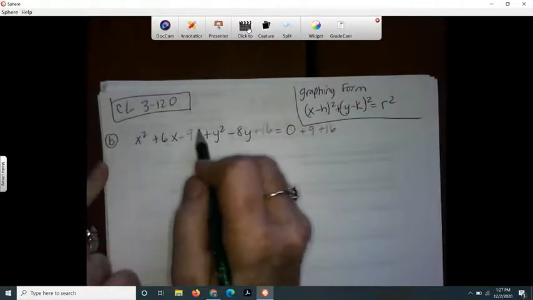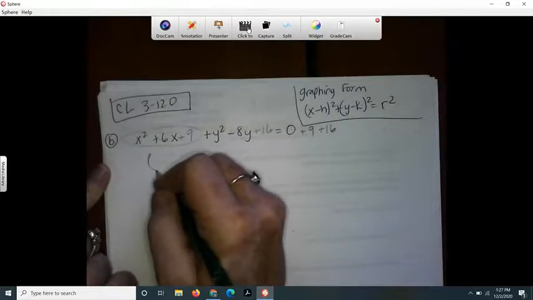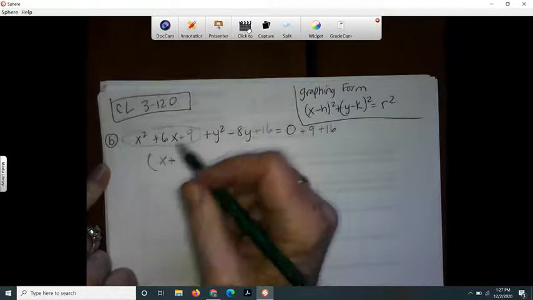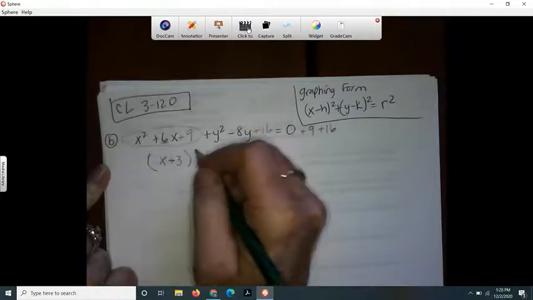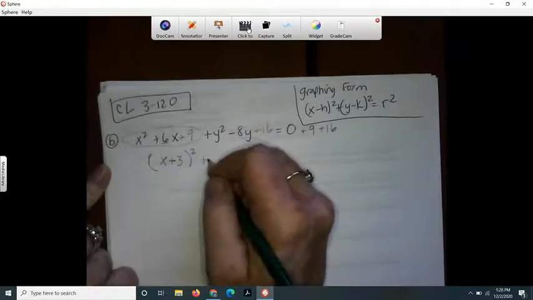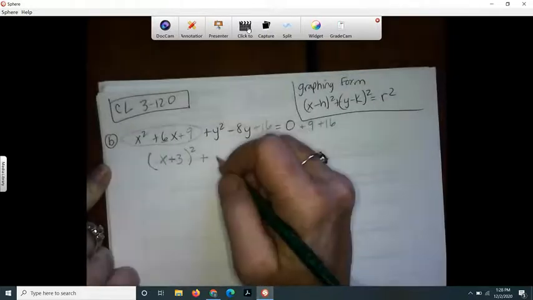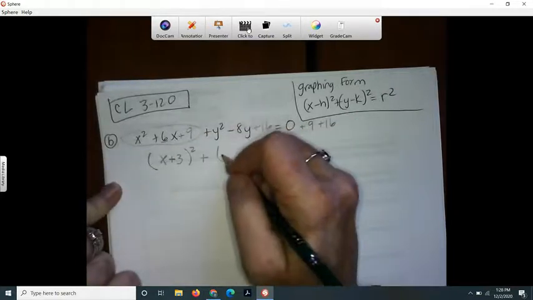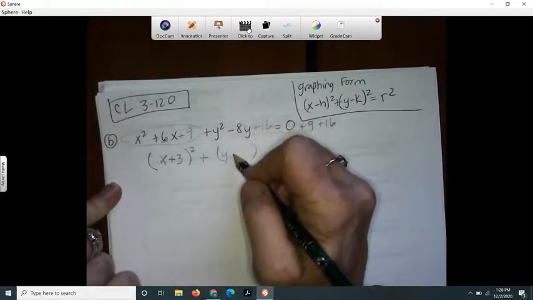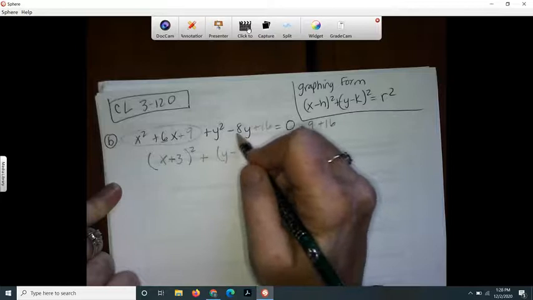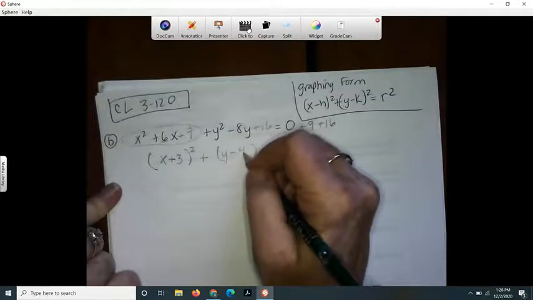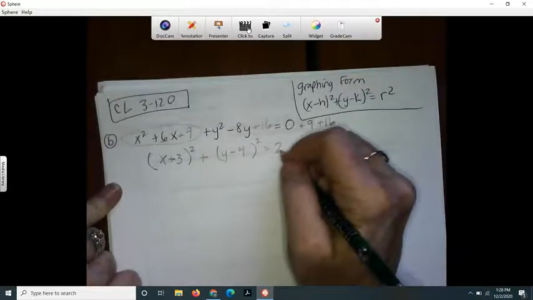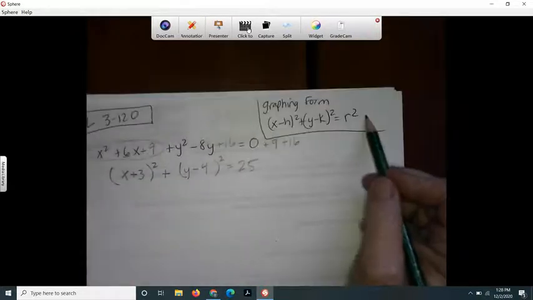So this right here is going to give me a perfect square, and the perfect square that it gives me is x plus, you take half of this number, 3. And then this one's going to make a perfect square, just like in the picture I made on letter A. This will be y minus, what's half of this? 4. Equals, and then 9 plus 16 is 25. And so that's r squared. So r is 5.